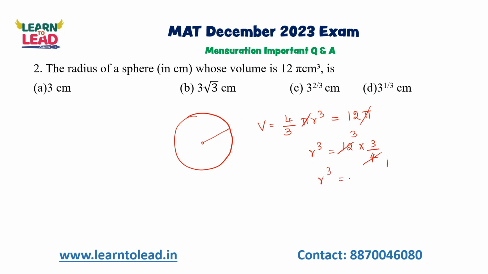So r cube is equal to 3 into 3, which is 9. Okay, right? So r cube is equal to, you can write as, 3 square. r is equal to 3 square to the power 1 by 3. You can write it as 3 to the power 2 by 3 centimeter. So option C is your answer.